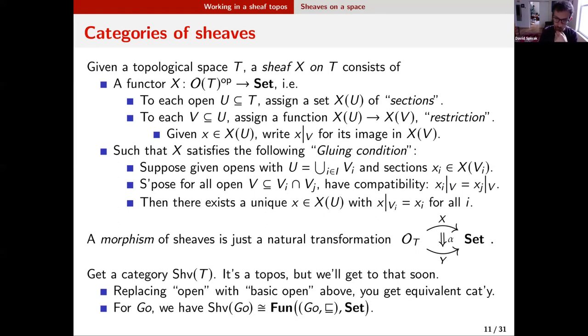Now, what you get is a topos, and I'll say what that means soon. People have been saying it throughout this workshop. But I wanted to mention that if you replace the word open throughout the definition above with basic open, if you have some basis, then the resulting category of sheaves would be equivalent. You could literally, word for word, wherever you see open, put basic open and get a different notion that turns out to be equivalent. And so for Go, because our basic opens are so simple, the rectangles, when I talk about sheaves on Go, you can just think of them as functors from the rectangles with specialization to Set. For every rectangle you get a set, and for every smaller rectangle, you can clip to give a function.